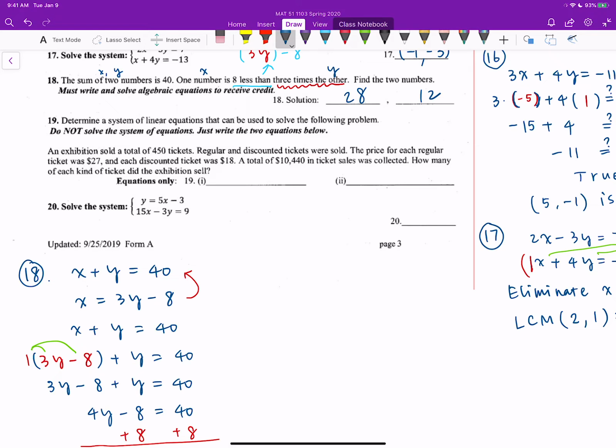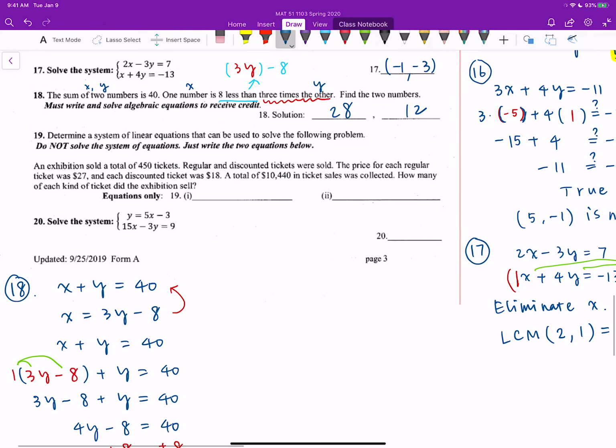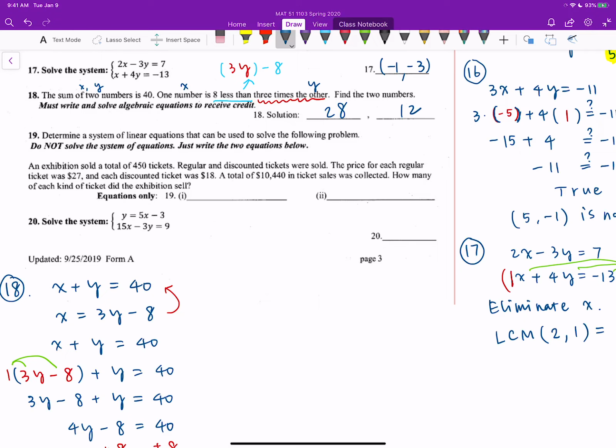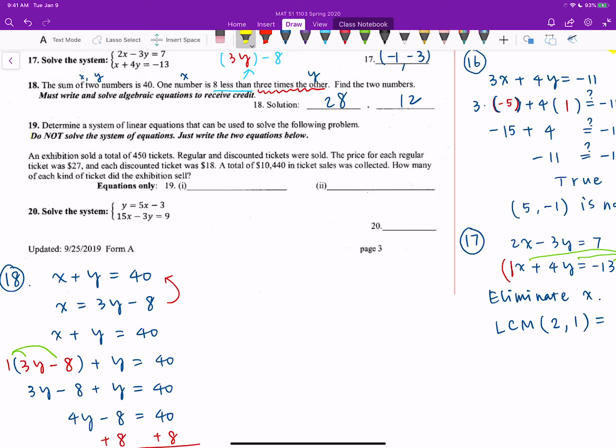Number 19. Determine a system of linear equations that can be used to solve the following problem. And it also says do not solve the system of equations, just write the two equations below. Make sure you read the instruction carefully, because in the past, students always solve this problem for no reason. You don't need to solve the system. You just need to write the two equations.